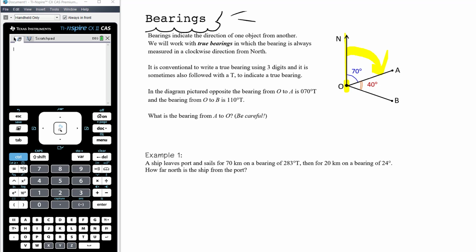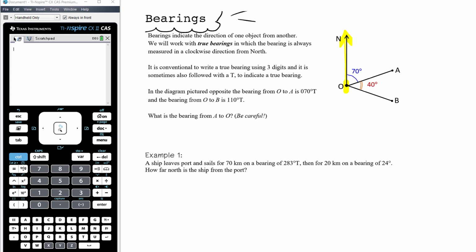The other way that could be written is, what is the bearing of A from O? So that's where it's really important that you read the question carefully to find out where you are measuring the bearing from. Looking for the word from. It doesn't necessarily have to be written first. Okay, so in the diagram pictured opposite, the bearing from O to A is 070 degrees true. The bearing from O to B, so standing at O, facing north, how far clockwise do I need to turn to get to B? That will be 70 degrees plus 40 degrees, which will be 110 degrees true.